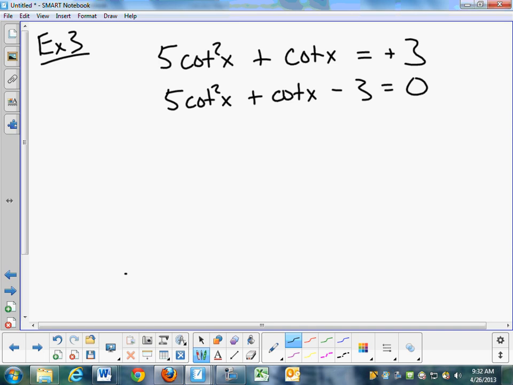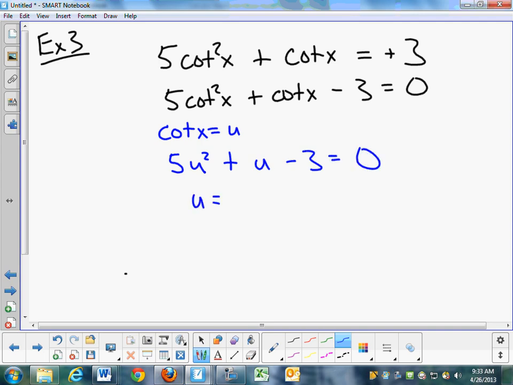So what we have to do is use the quadratic formula. We are going to solve for this, okay? Watch. This is very important because this is actually what you're doing. You might skip this step in your brain, and that's fine, but I'm going to make a substitution. Cotangent of x is equal to u. Now I'm going to substitute u for cotangent of x. So what's my new equation then? 5u squared plus u minus 3 equals 0.